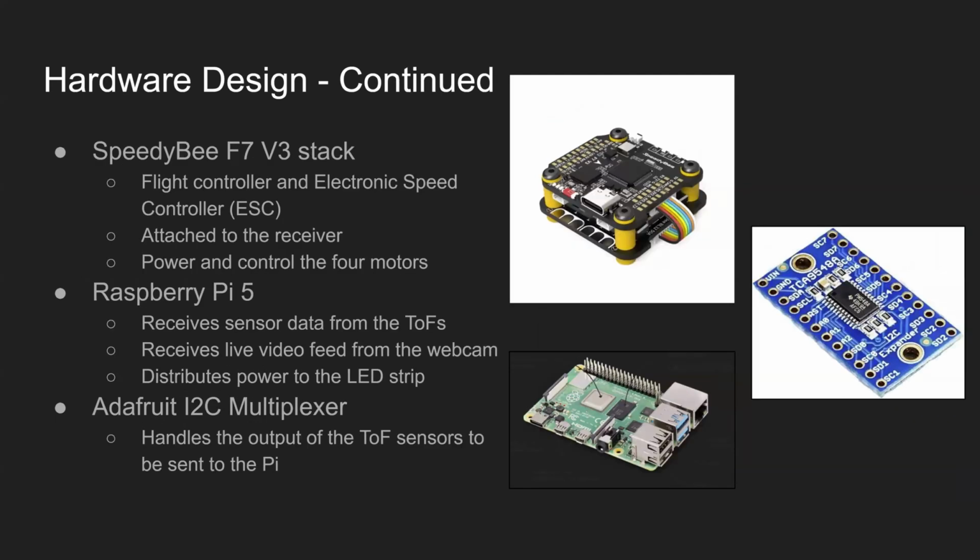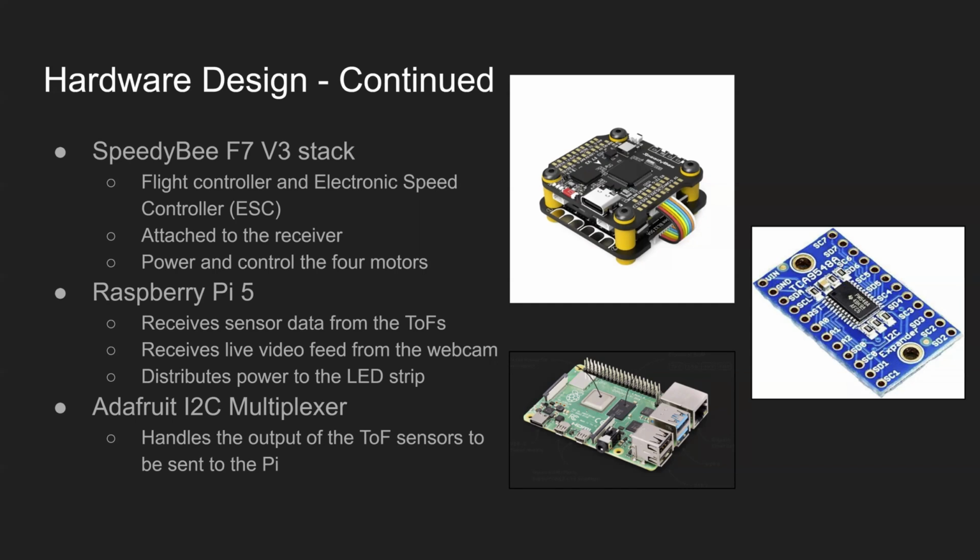For our hardware design, the SpeedyBee F7V3 stack served as both the flight controller and the ESC. It was attached directly to the receiver to get the input data from the transmitter. It also powered and controlled the 4 motors for the flight.